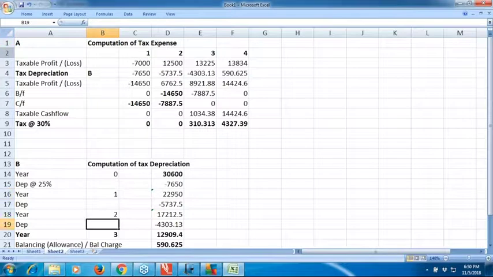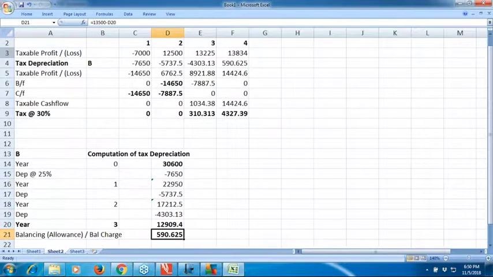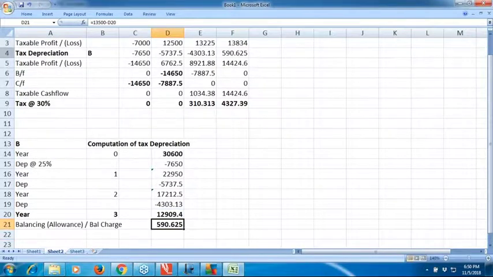No, 590 cannot be negative. You see, the 590 has to be positive. It has to be 13,500, which is actually the residual value less the carrying amount, which is 12,909. And furthermore, if I do discuss further, then what is actually going to happen is that we will have to pay the tax.